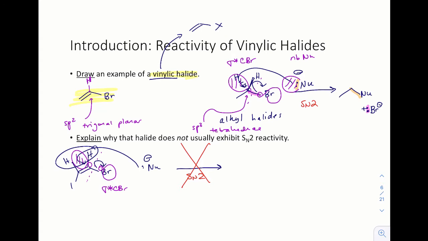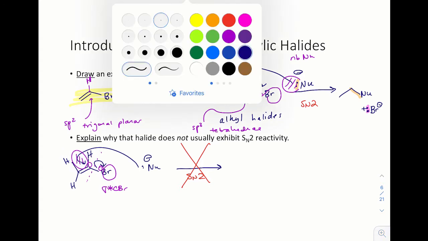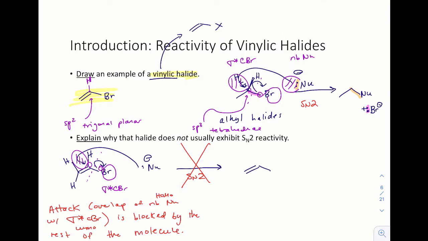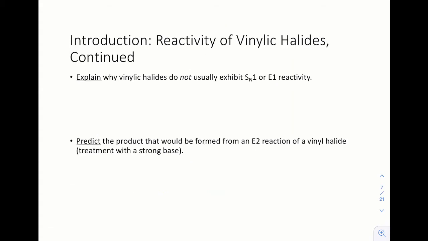Their electron clouds are there. They're blocking that orbital from reacting with the nucleophile. And so substitution is not observed in an SN2 fashion for vinyl halides. Vinyl halides also do not usually exhibit SN1 or E1 reactivity. Why is that? Well, the first step in SN1/E1 is heterolysis, cleavage of the carbon-bromine bond.